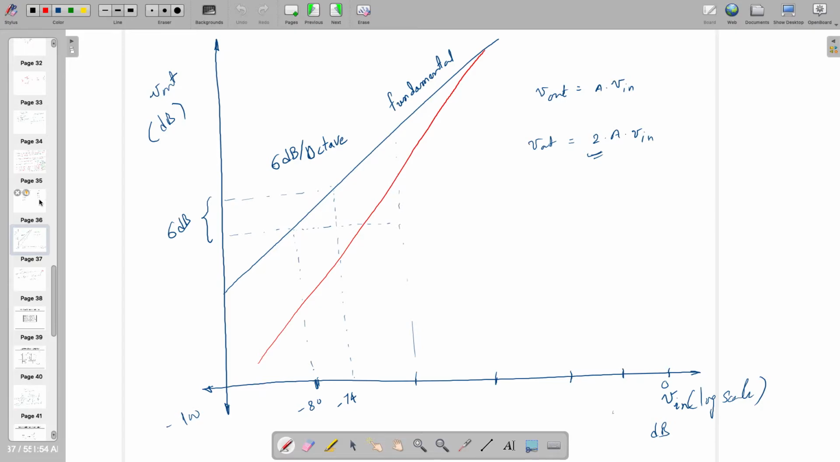If it is a square, if I am taking the log, it becomes 12 dB per octave. For the third one, it's a cube, which becomes 18 dB per octave. So here there is one thing that is going to happen.